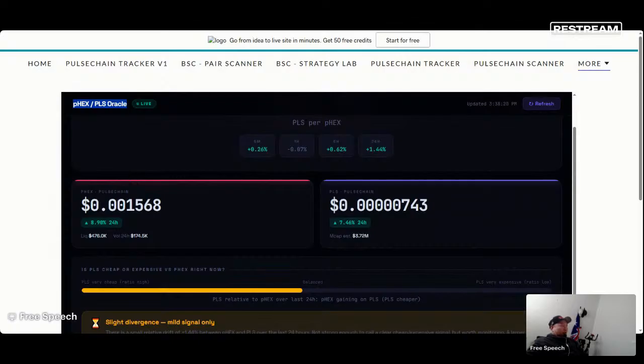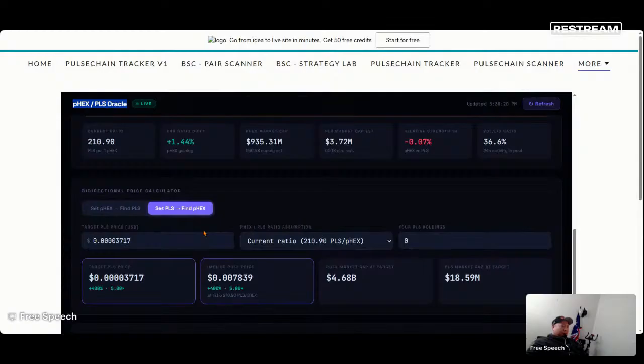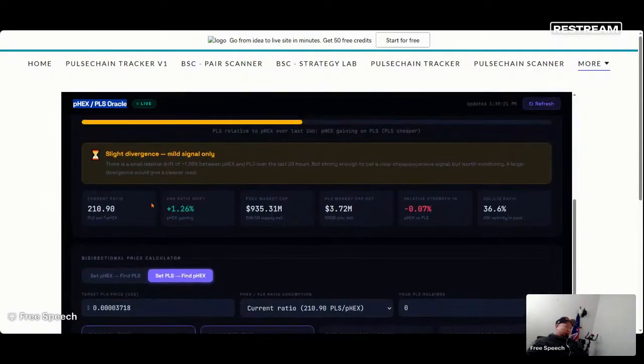Next one is the valuation gauge. It is the core of the tool and answers the question you actually care about right now: is pulse cheap or expensive relative to pHEX? Read the verdict box below the gauge bar. It will tell you in plain English one of four things. So look, where's this gauge bar? I think it's here. Pretty sure it's here. I can't see that.